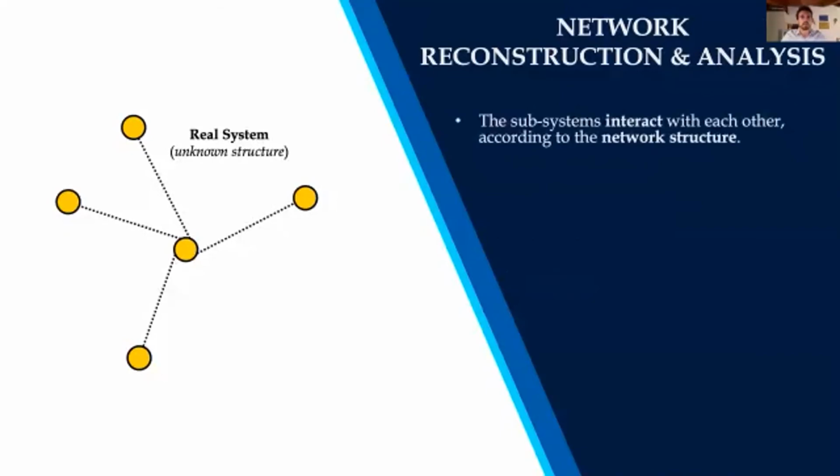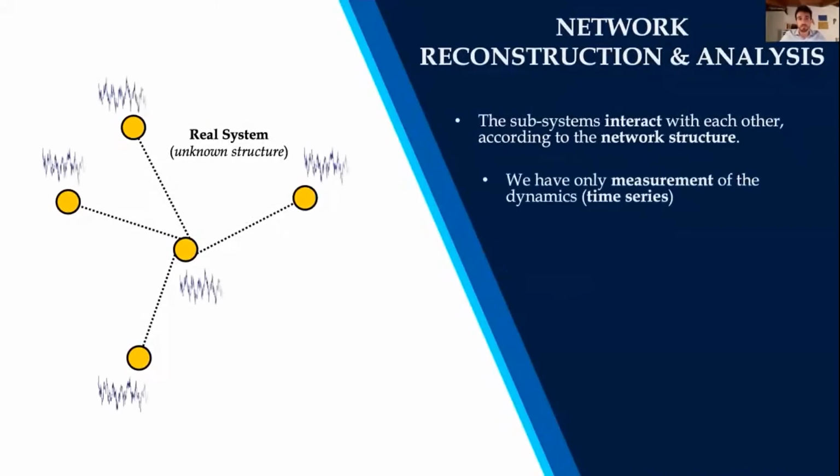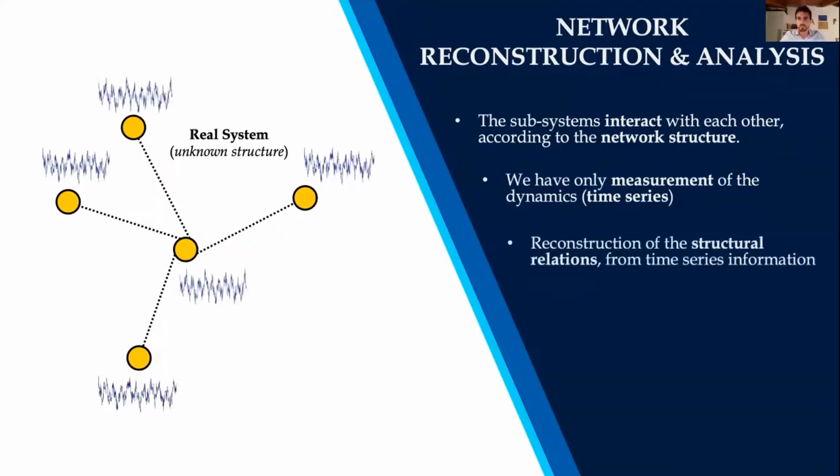Imagine to have a real system that consists of many subsystems interacting with each other according to the network structure that is actually unknown. So in the figure that you see here, for example, the dotted edges cannot be directly observed. Instead, the only information that we have are measurements of the dynamics. So we have only the time series, like the one that you see in the figure. From this time series, we need to reconstruct the structural relations in order to compute the topological features of the network structure.